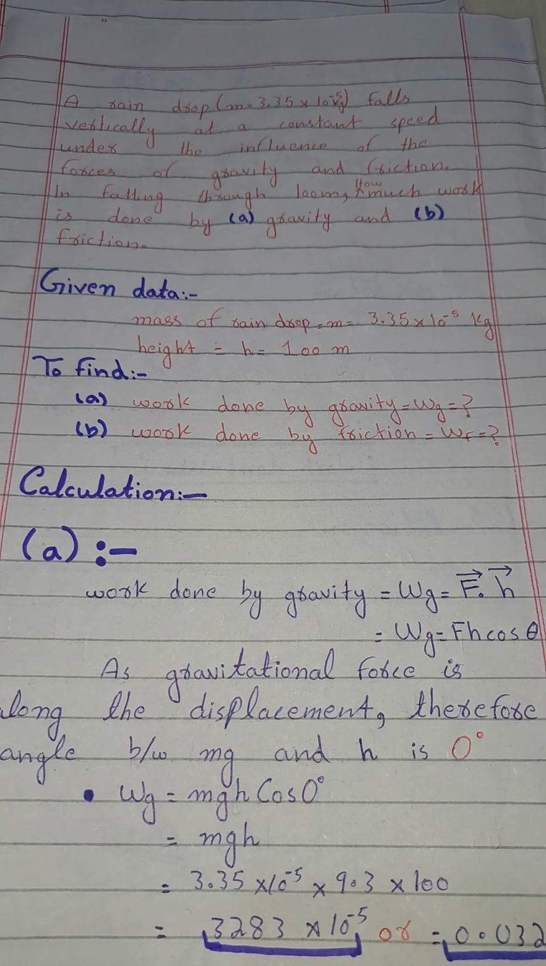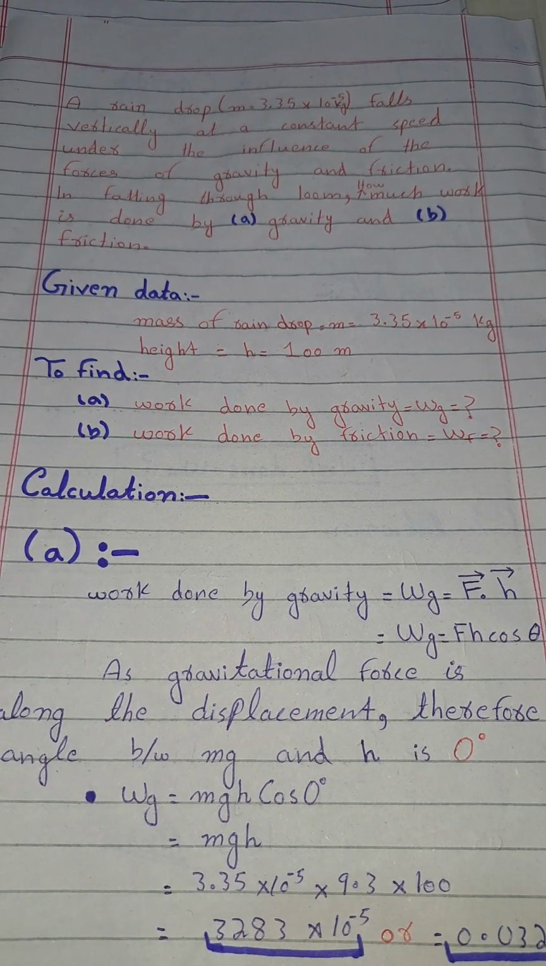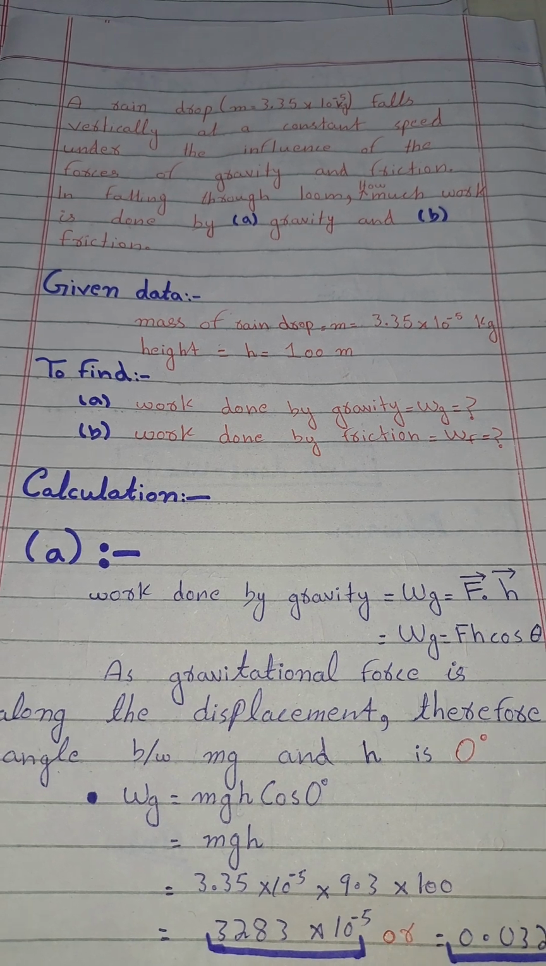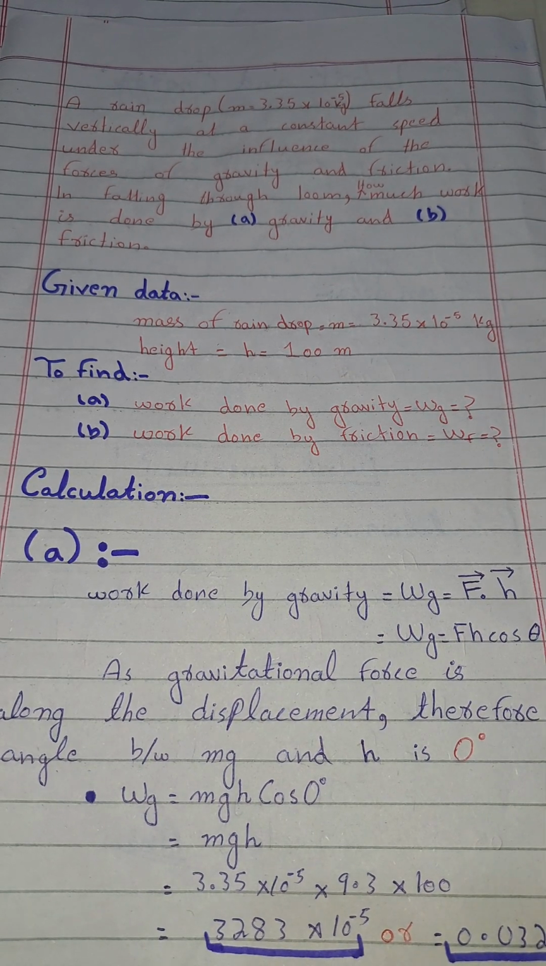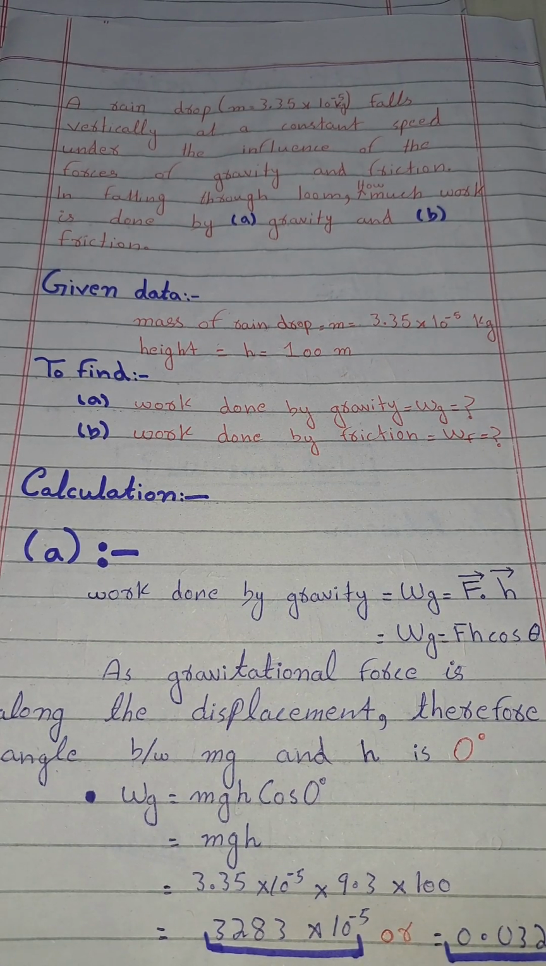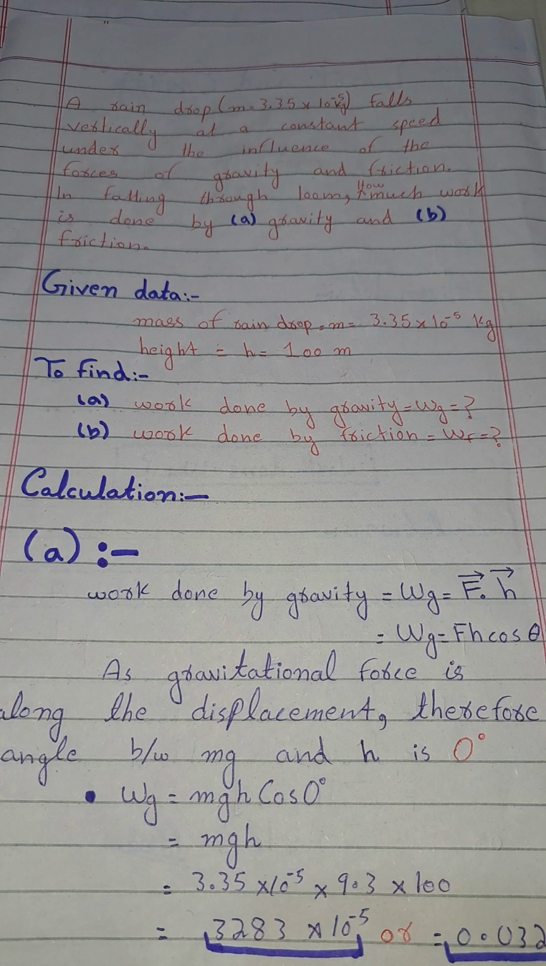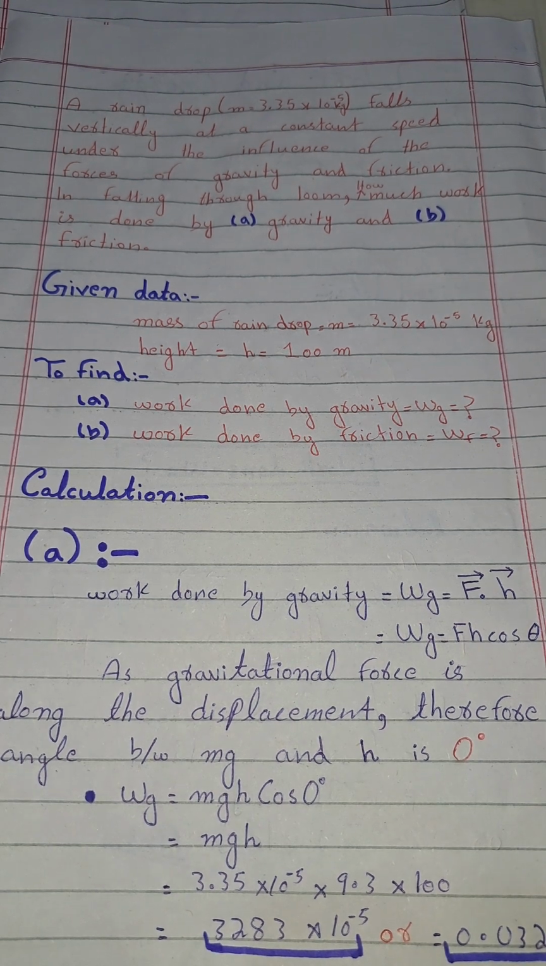Our next topic is also related to work. A raindrop, the mass of the drop is already given in brackets, falls vertically. Vertically means downward, at a constant speed under the influence of forces. Of course, if the drop is falling, there are some forces acting upon it: gravity and friction. One force is gravity, due to which it is falling, and the other is the force of friction against air.